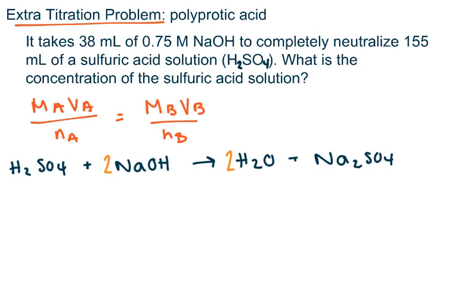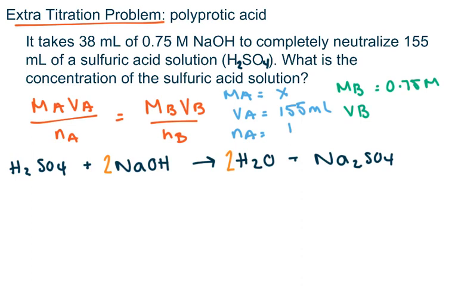Our molarity of our acid is what we're looking for. Our volume of our acid, we were told, is 155 milliliters. And our number of moles of our acid is going to be 1. Notice how there's no coefficient, so therefore it's 1. Our molarity of our base, we were told, is 0.75 molar. Our volume of our base was 38 milliliters. And our number of moles of our base is 2. That's that orange number I put in front of sodium hydroxide.